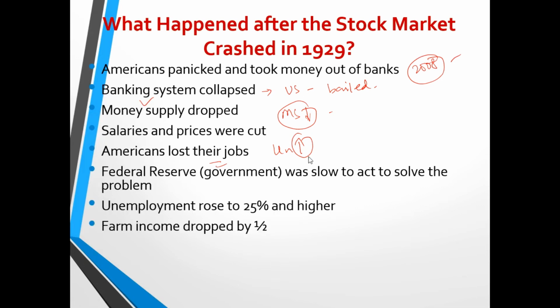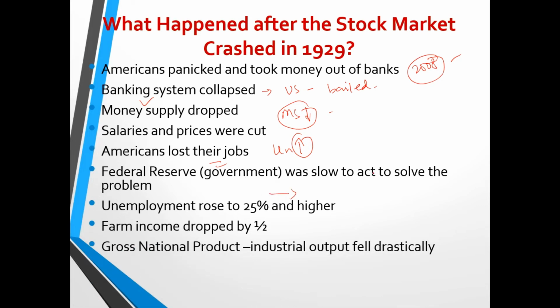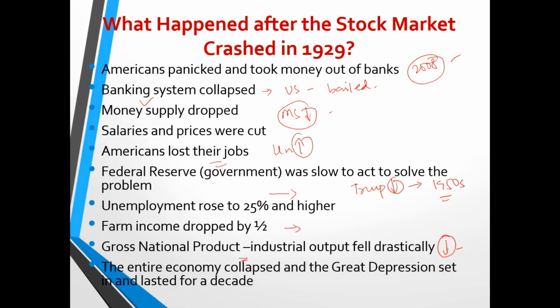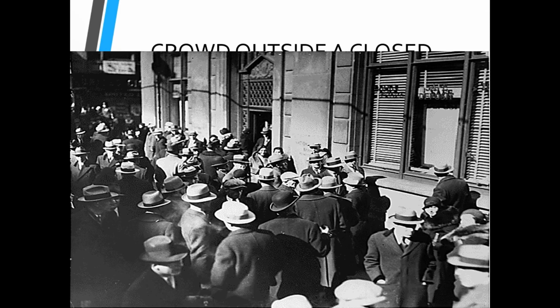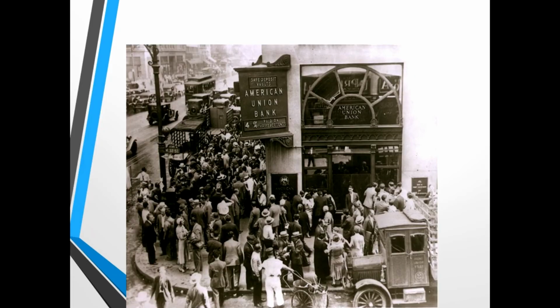Americans lost their jobs, unemployment rose. The Federal Reserve was slow to act to solve the problem. Unemployment rose to 25% or higher, a very high number. Now it is stated that in the Trump administration, this number is at its lowest since the 1950s. Let's believe it's true. Farm income dropped by half. GNP and industrial output fell drastically, and the entire economy collapsed and the Great Depression set in and lasted for more than a decade. These type of things start happening, right?